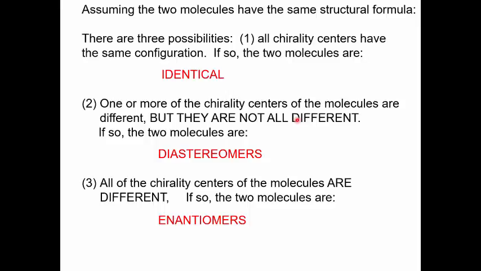2. One or more of the chirality centers of the different molecules are different, but they are not all different. If so, the two molecules will be diastereomers. 3. All of the chirality centers of the molecules are different. If so, the two molecules are enantiomers.